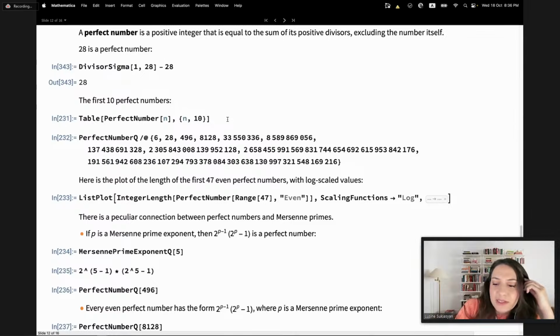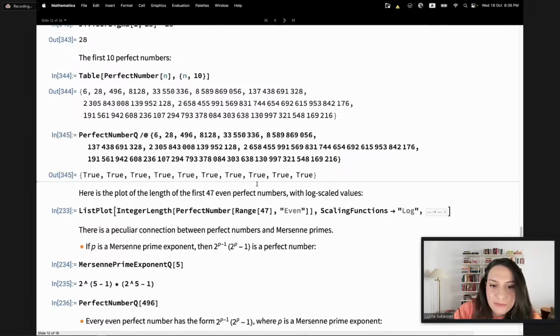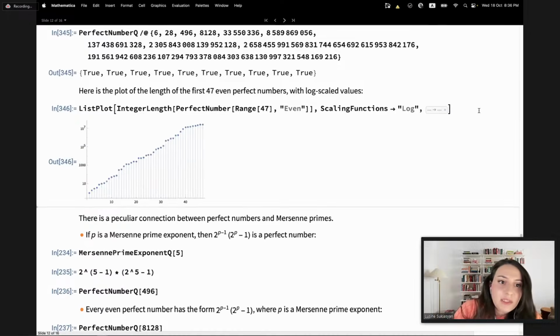Here are the first 10 perfect numbers. We can even check them if they are perfect or not by using the function perfect number Q. Yes, they're perfect. And here is the plot of the length of the first 47 even perfect numbers with log scaled values. So you see that they are very rare, they grow very rapidly.